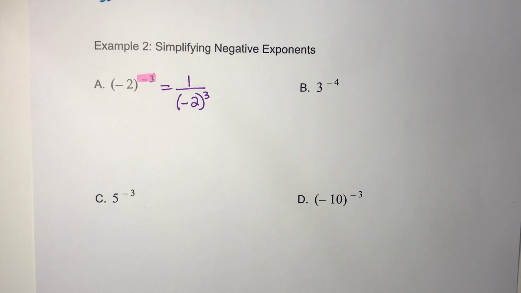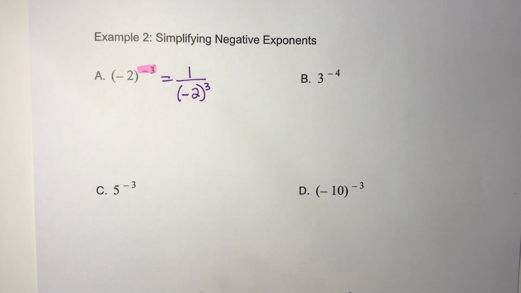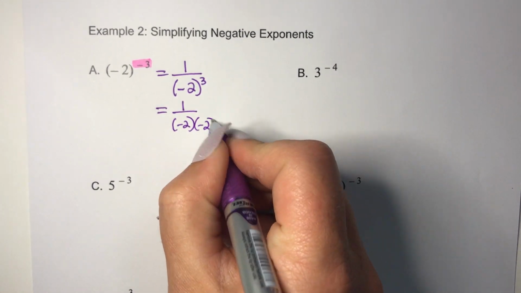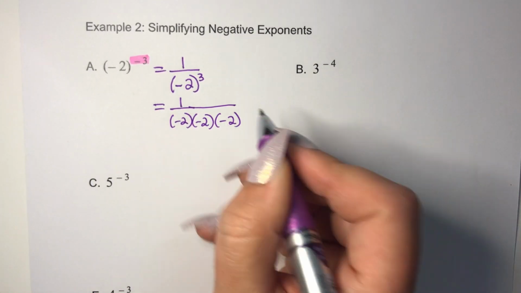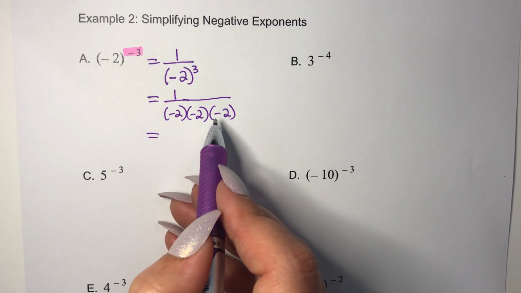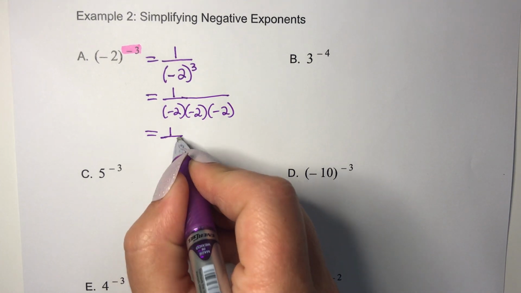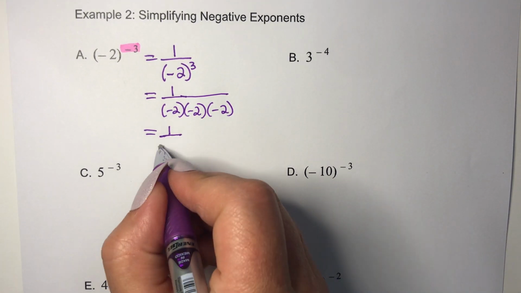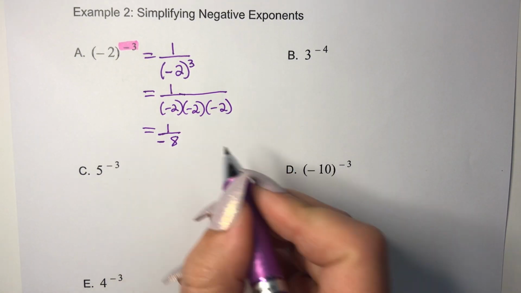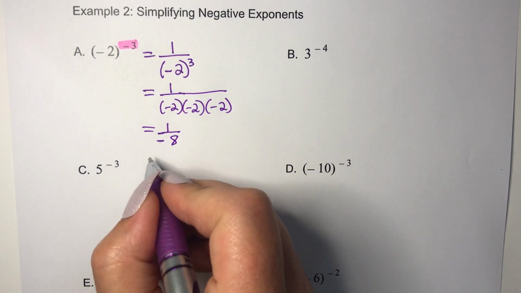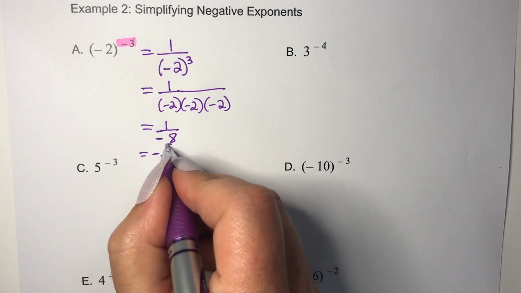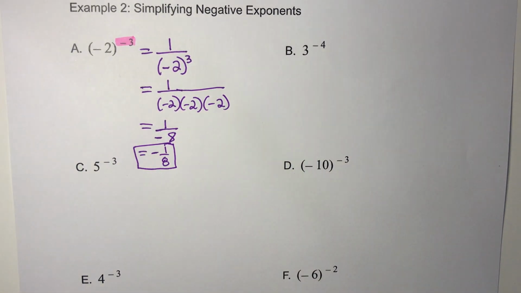So then this becomes 1 over negative 2 times negative 2 times negative 2. A negative times a negative is a positive. Positive times a negative is a negative. So we have 1 over negative 2 times 2 is 4, 4 times 2 is 8. And I think I'm going to write it like this, negative 1/8. I like to write it like that. And that is our answer.